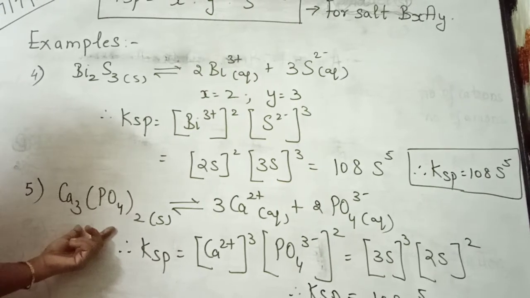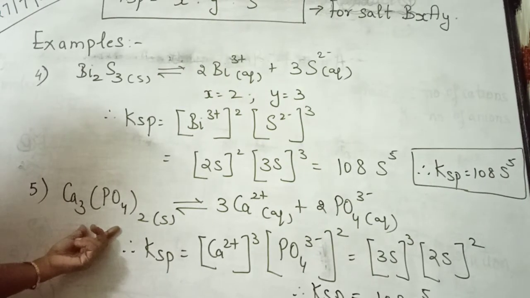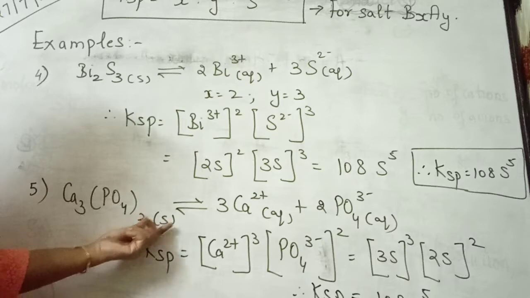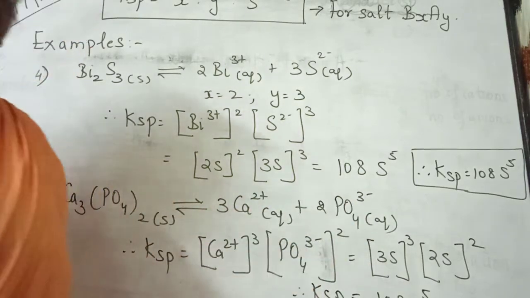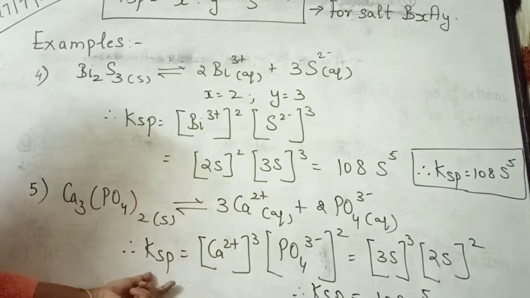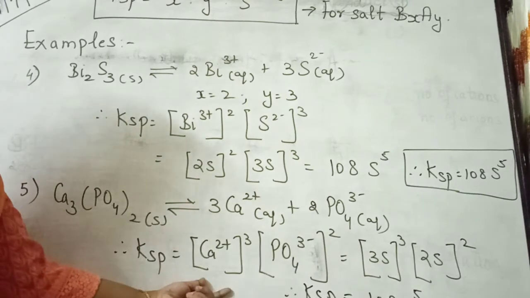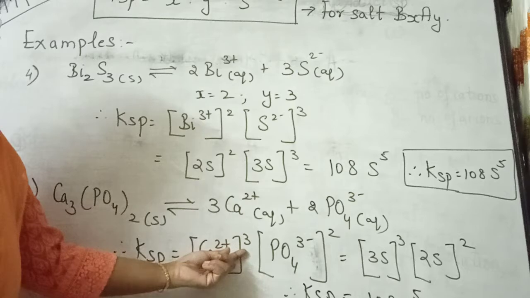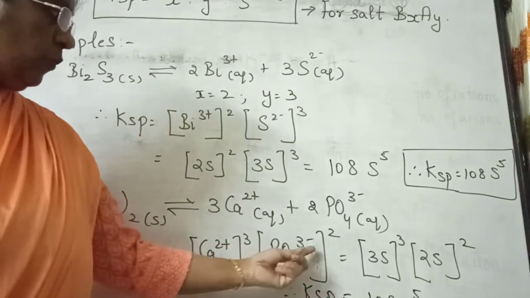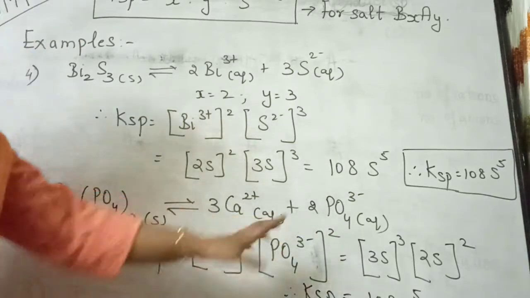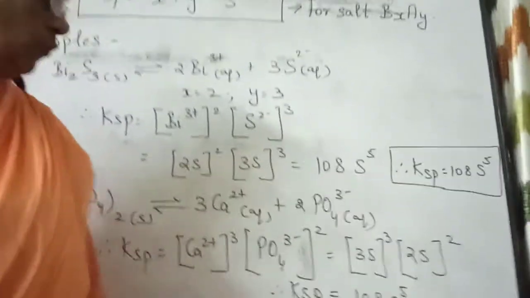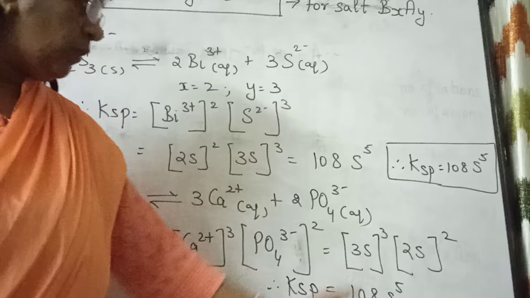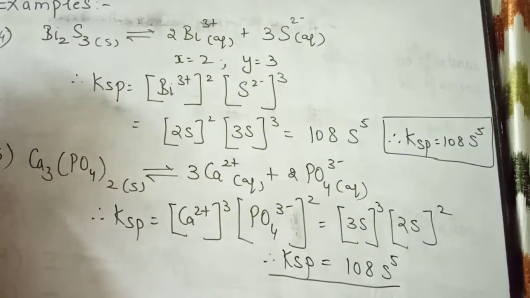Another type of salt is Ca3(PO4)2. Its saturated solution, if taken, will dissociate to give 3 Ca2+ (aq) plus 2 PO4 3- (aq). So Ksp is equal to concentration of Ca2+ cube into concentration of PO4 3- square. That is equal to (3S) cube into (2S) square. Therefore Ksp is equal to 108S raised to 5.